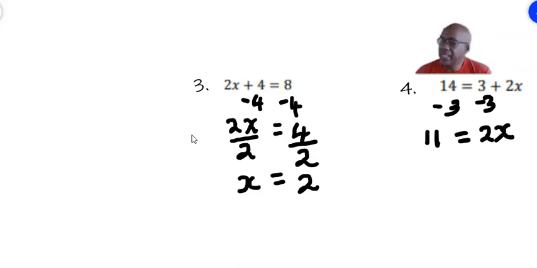And we want only x on that side, so we will divide by 2 on both sides. We will be left with x on that side alone because the 2's cancel out. And on the left side, we have 11 over 2. You can leave it like that, or you can change it to a decimal. 11 over 2 is 5.5. Any one of them would be the answer.